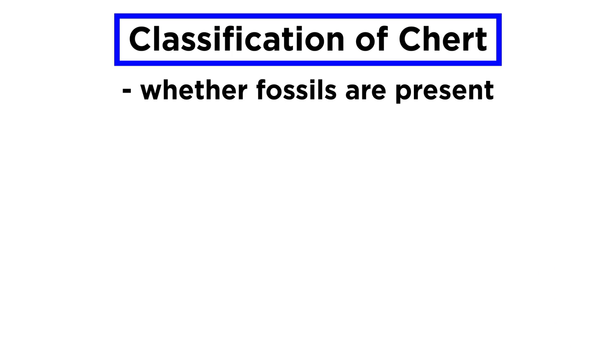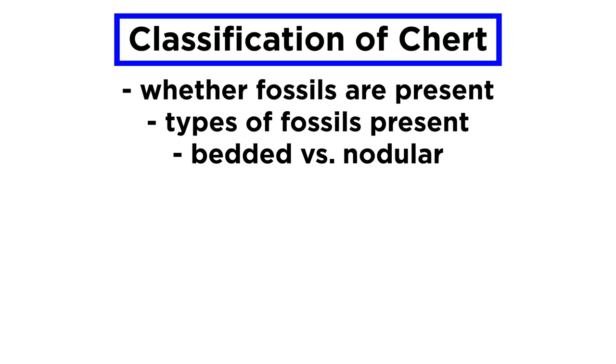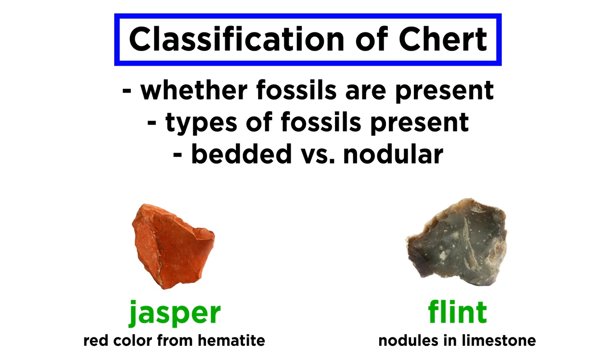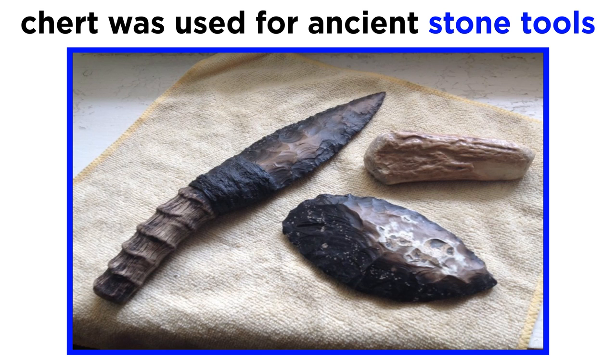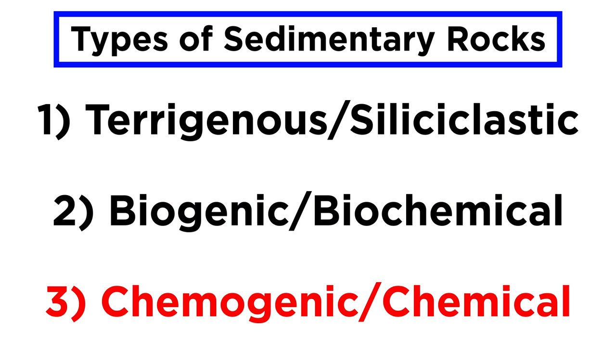Chert is classified based on whether fossils are present, the types of fossils present, and whether it is bedded or nodular. Jasper is a type of red chert, which gets its color from the mineral hematite. Flint is a name given to chert that forms as nodules in limestone and can be a variety of colors. Chert has historically been used for stone tools, especially those that require a sharp edge. Its ultra-fine-grained nature and high hardness allow it to be formed into a sharp, durable blade. And with chert covered, that wraps up biogenic sedimentary rocks. Let's move on to the final category of sedimentary rocks, chemogenic rocks.